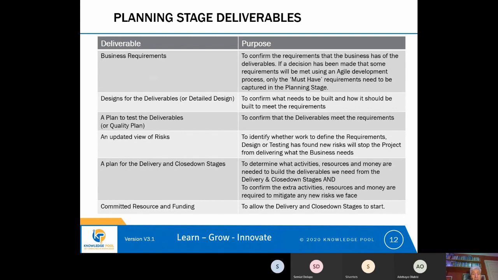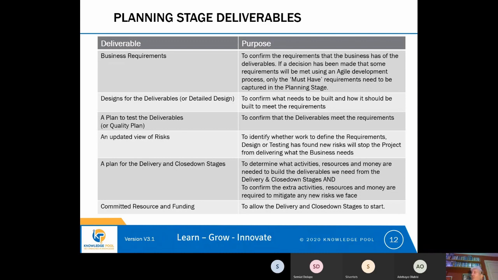The next thing we need is a plan for the delivery and the close down stages. And I mentioned last week that we create the plan for the close down stage during the planning stage, because the close down stage is a really small stage, and it's quite easy to plan it. So we take this opportunity to plan the close down stage now as an efficiency measure to avoid us having to plan the close down stage at the end of delivery.